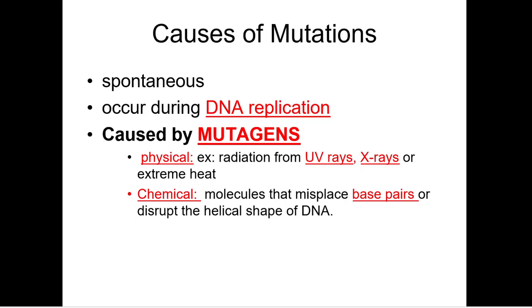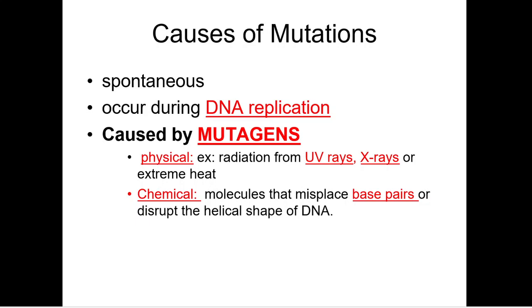Well, the first thing is spontaneous. It just happens. We have no idea why. It can occur during DNA replication. Remember we talked about the cell cycle, and we talked about there's different places where there's checkpoints. And so in DNA replication, that checkpoint could have been missed, and then that cell goes on.